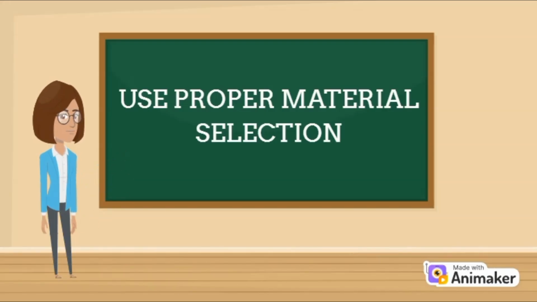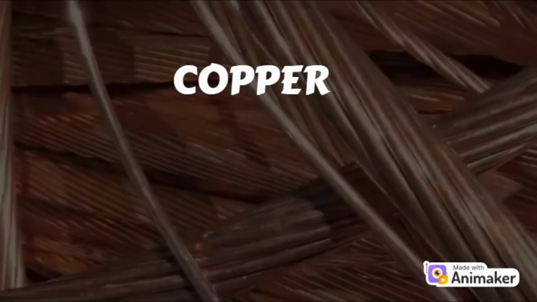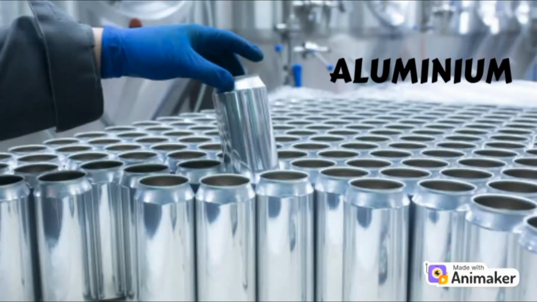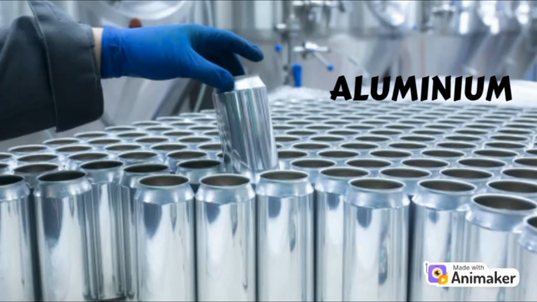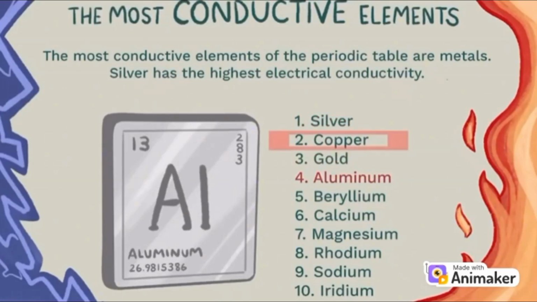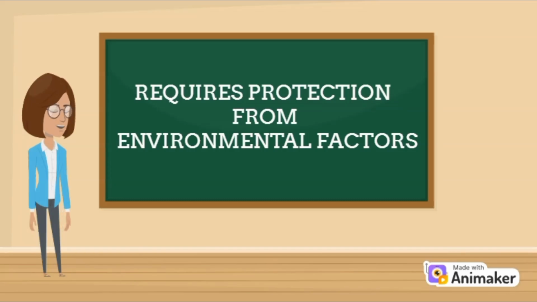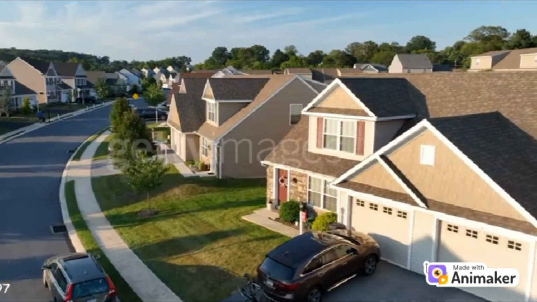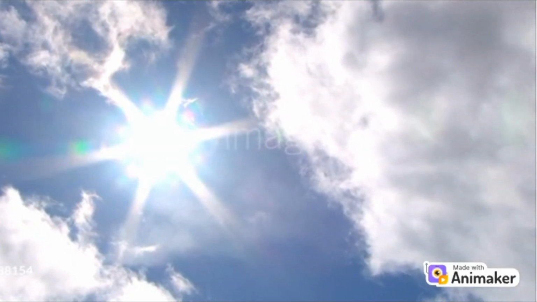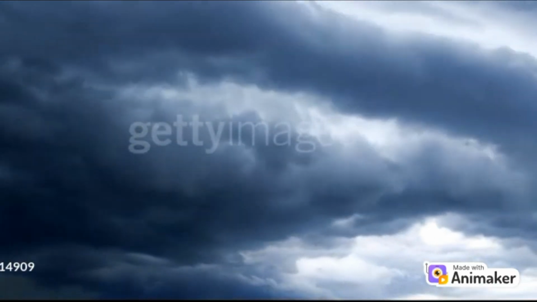Next, we must use proper material selection. So what material do you think? For example, copper. Besides that, we can also use aluminium as the material. So why copper and aluminium? Because both have high conductivity in the periodic table. Lastly, electrical conductor must require protection from environmental factors, especially at housing areas. It should be protected at places exposed to UV and also radiation at places with extreme weather conditions.